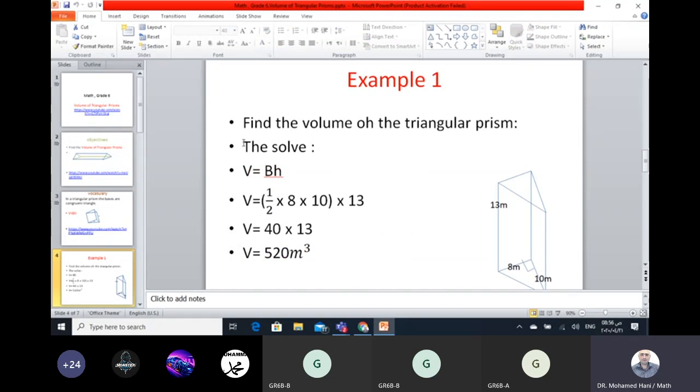Example. Listen to this example. Find the volume of the triangular prism.